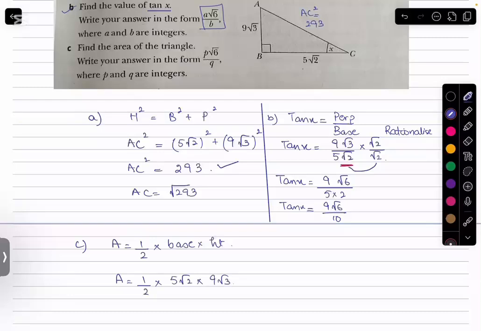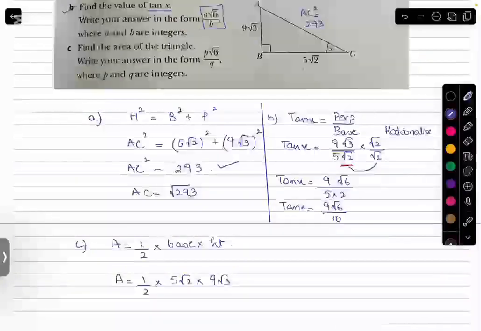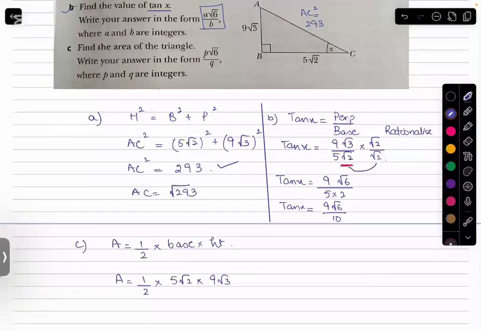Okay, now here do I need to rationalize anything? No. Why? Because if we multiply 5 root 2 into 9 root 3, we'll already have a root 6 upon a 2, so we'll get the answer easily.